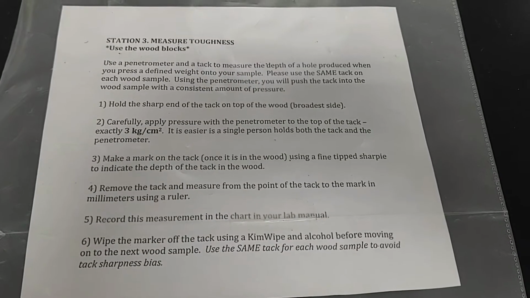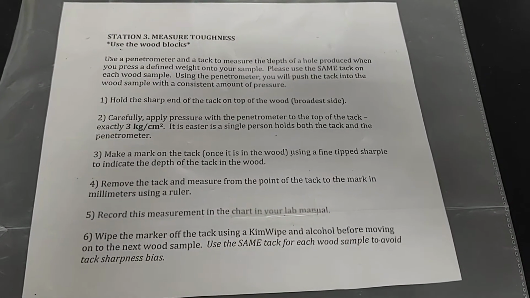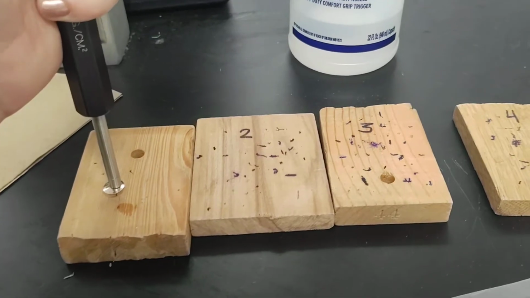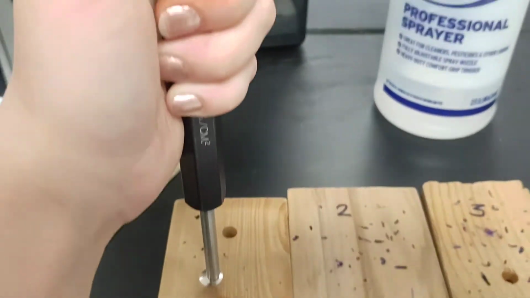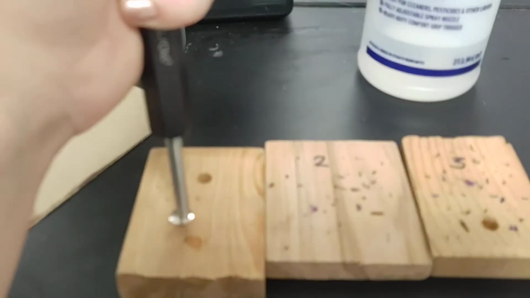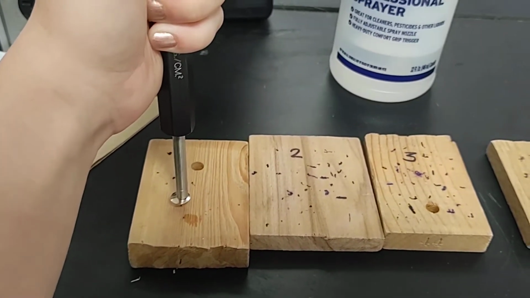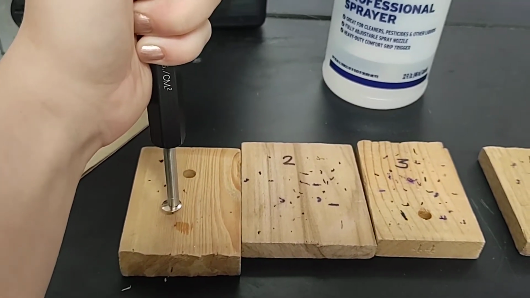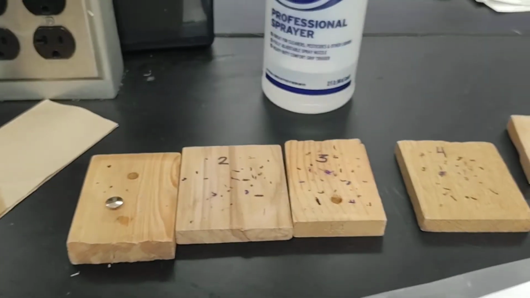Next, we're going back to our wood samples, and we're going to measure the toughness using a tack. So here are the samples. Here's a tack. This instrument is called a penetrometer. I'm applying a certain amount of pressure to this tack, which is about 3 pounds of pressure. You want to just gently push down on that until the tack stops.